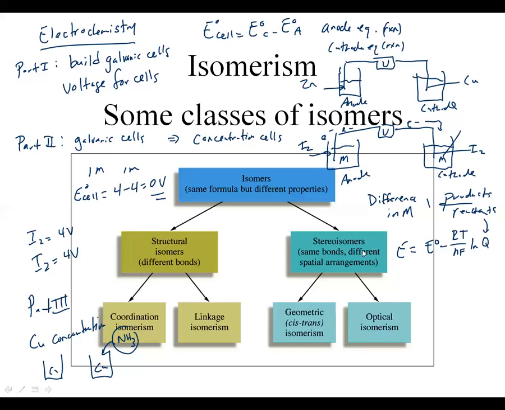Optical isomers have the ability to turn plane polarized light. So we're going to talk about a little bit, again, we're not going to go into a tremendous amount of detail on these isomers, but just to touch upon this topic here.